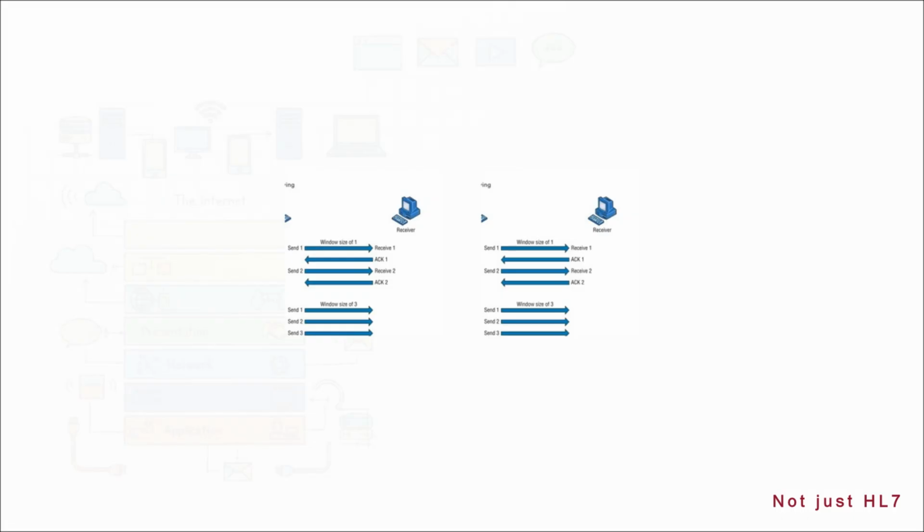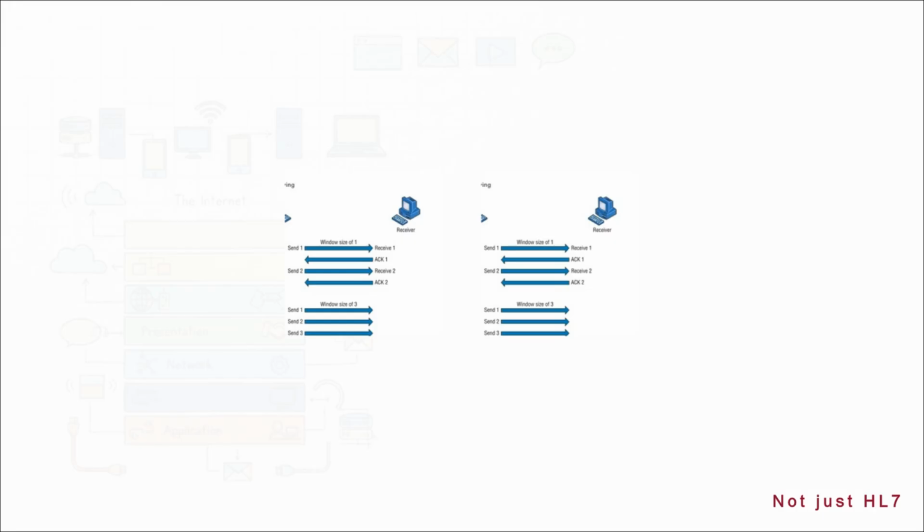This visual makes the benefit of windowing so clear. Look at the top diagram. That's a window size of 1. The sender transmits a single segment, then it has to stop and wait for the acknowledgement to come all the way back before it can send the next one. It's this constant stop and go traffic jam.